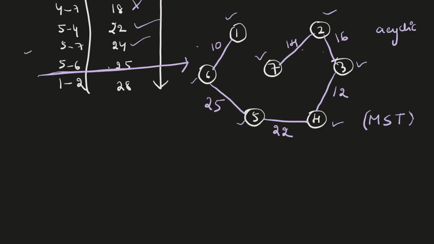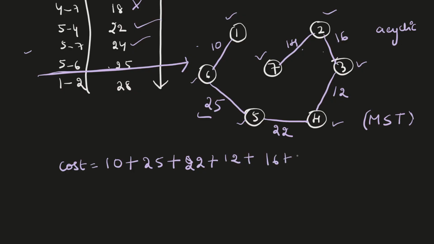So now we need to find out the cost of the following minimum spanning tree. That would be simply adding all the weights. So let's start from 1 to 6, that is having 10. Next is 6 to 5, that is 25. Next is 5 to 4, that is 22. And next is 4 to 3, that is 12. Next comes 3 to 2, 16. Next is 2 to 7, that is 14.